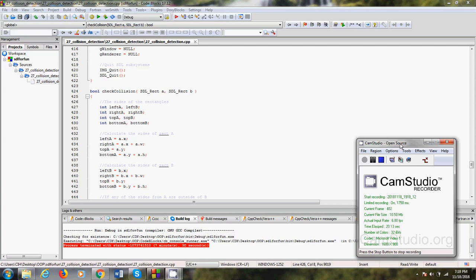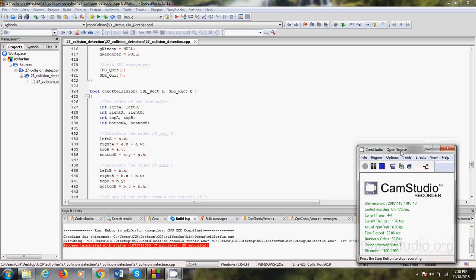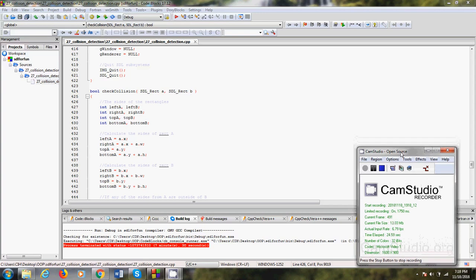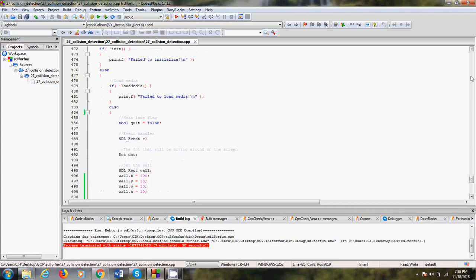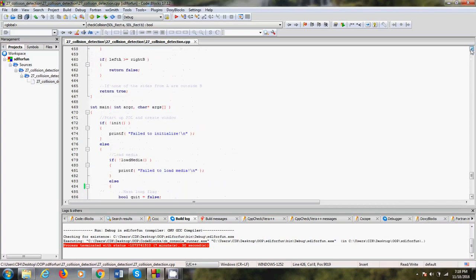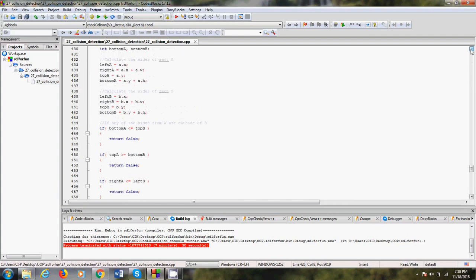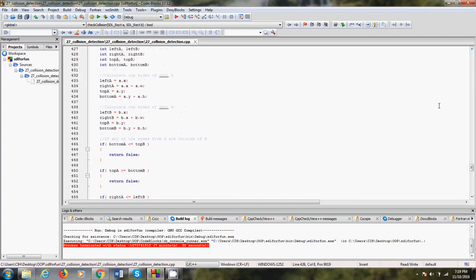So we can see that we have initially initialized eight variables. Four are sides of A and four are sides of B: left side of A, right side of A, top side of A and bottom side of A, and similarly the left, right, top and bottom side of B. Now let's quickly look at the way we have calculated the sides of rectangle A.